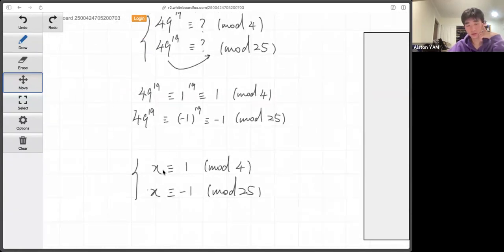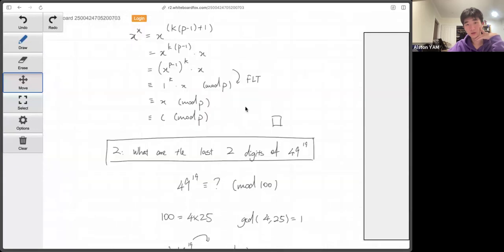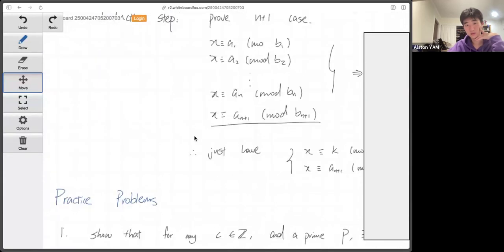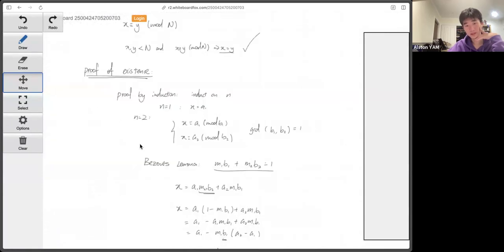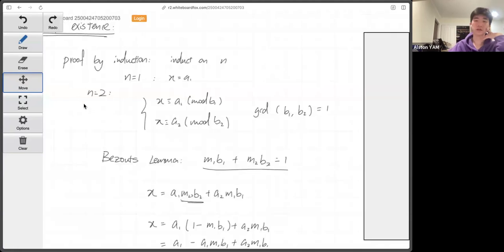That unique solution is the one we want, because X will be congruent to 49 to the 19 under mod 4 and also congruent to 49 to the 19 under mod 25. So that is the value we want. And how do we find what value of X satisfies this? That is when we think back to all the way up here. I'll work with the base case n equals 2, because we have n equals 2 down here in the practice problem.